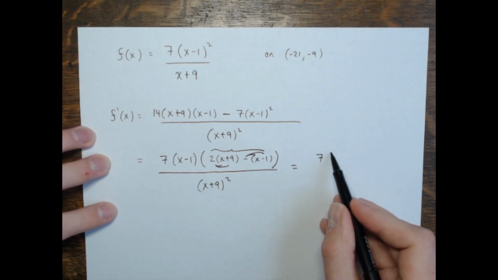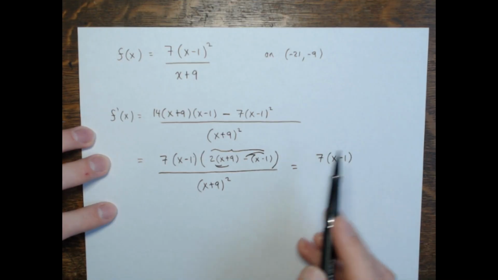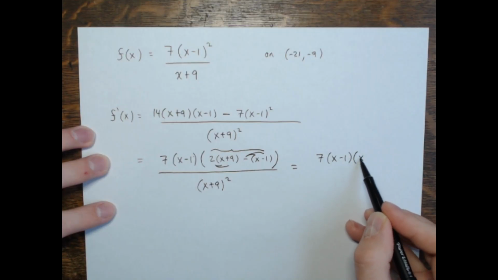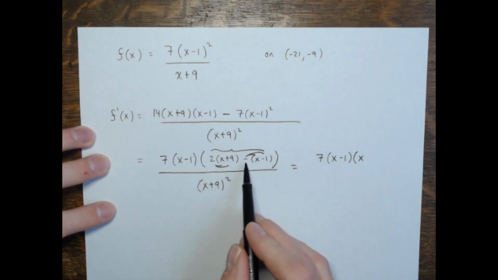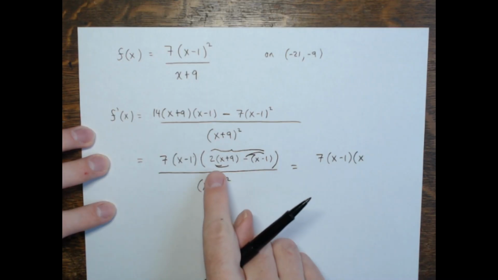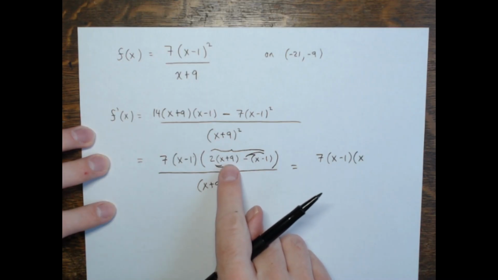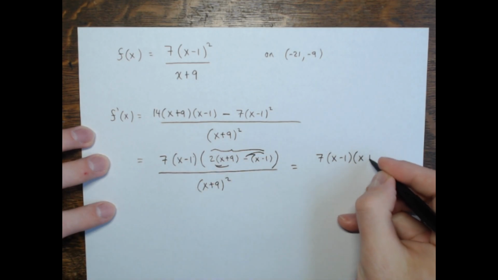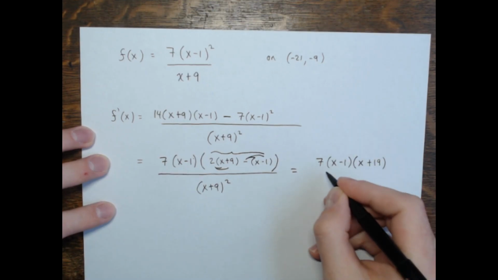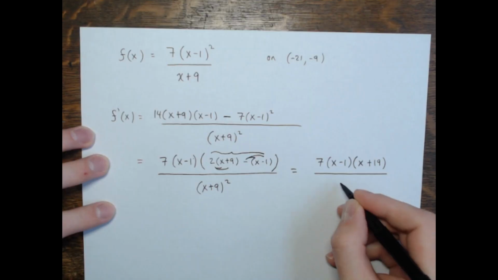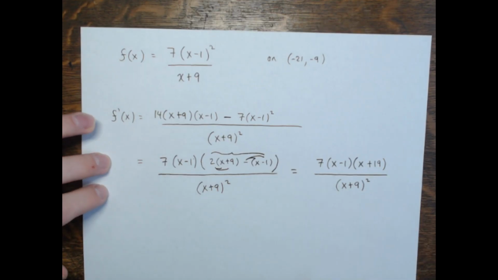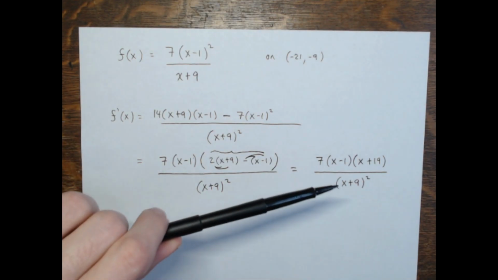So I'd have 7 times x minus 1, and then again 2x minus x for 1x, and then 18 plus 1, 18, 2 times 9, 18, and then minus negative 1, 18 plus 1 for plus 19. All right, divided by this, x plus 9 squared.